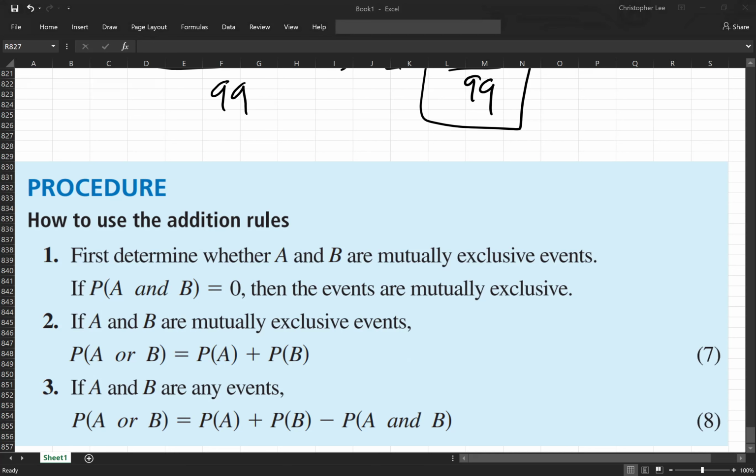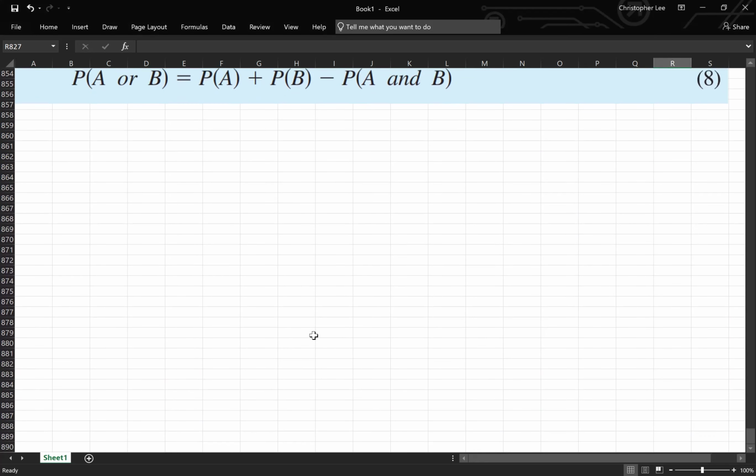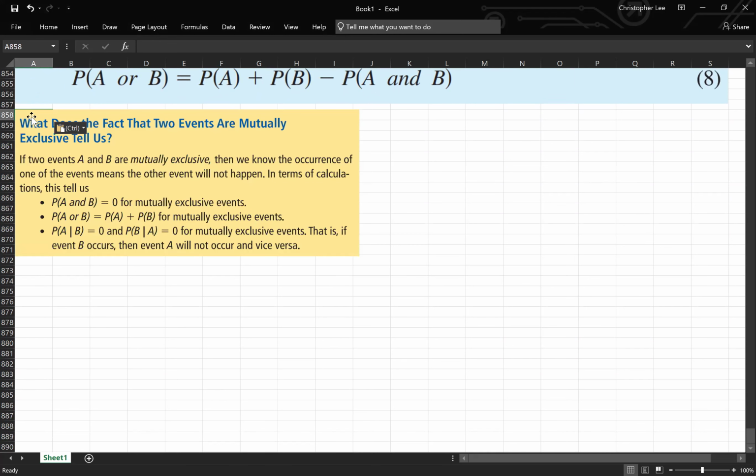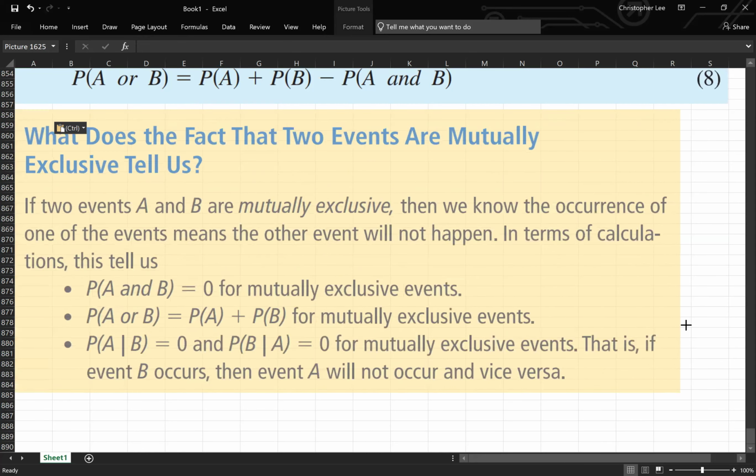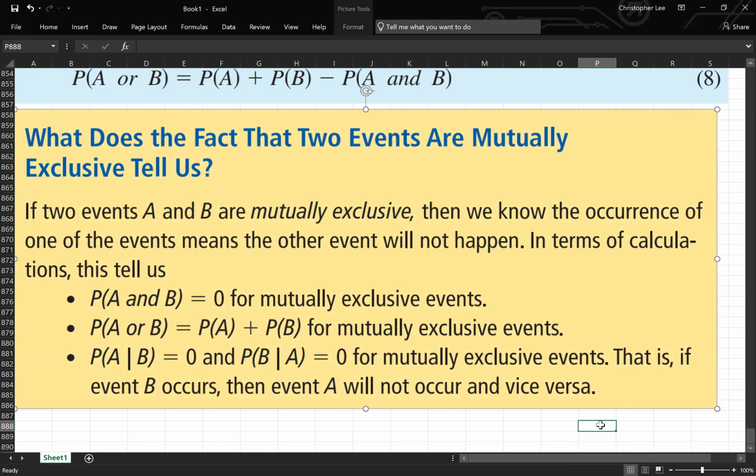Real quick before we move on, I just want to give y'all the meaning behind it, because maybe on the test, if you go blank, the meaning could help you figure out the answer. What does the fact that two events are mutually exclusive tell us? If two events A and B are mutually exclusive, then the occurrence of one event means that the other event will not happen.